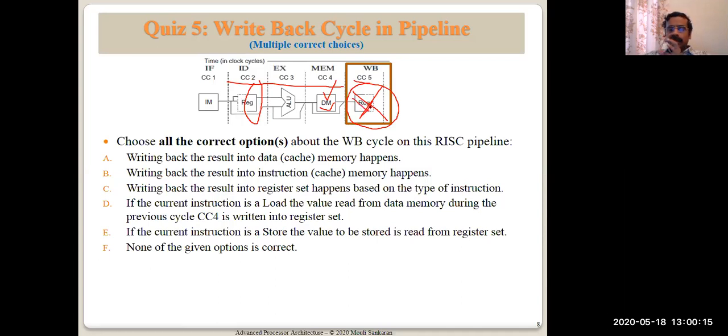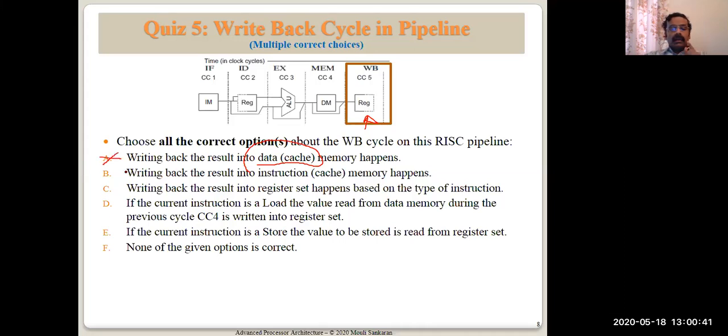So arithmetic operation may do something, load operation may do something, store operation doesn't have to do something in this cycle. Okay. Now let us look at the answer. Writing back the result into data memory happens. Now I am saying writing back the result into data memory. There is no data memory here at all. Only register is there. So it is outright wrong.